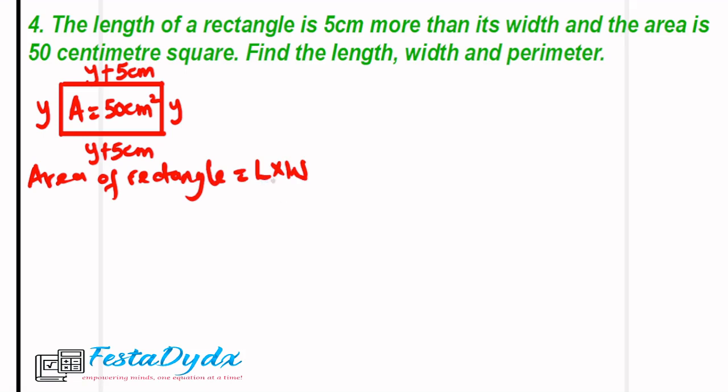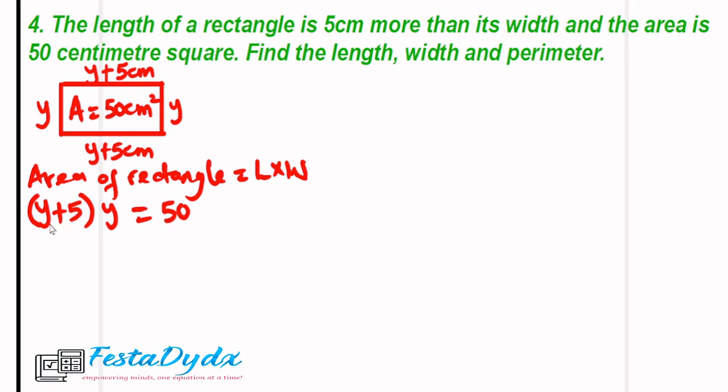Now what is the length? What is the width? The length here is y plus 5, times the width. The width is what? y. All equal to, what is the area? The area of this shape is 50 centimeters square. So I hope you get what happened here. The length times width: the length is y plus 5, the width is y, equal to 50. If we multiply them together from the area of a rectangle, the area is already given in the question, which is 50 centimeters square.